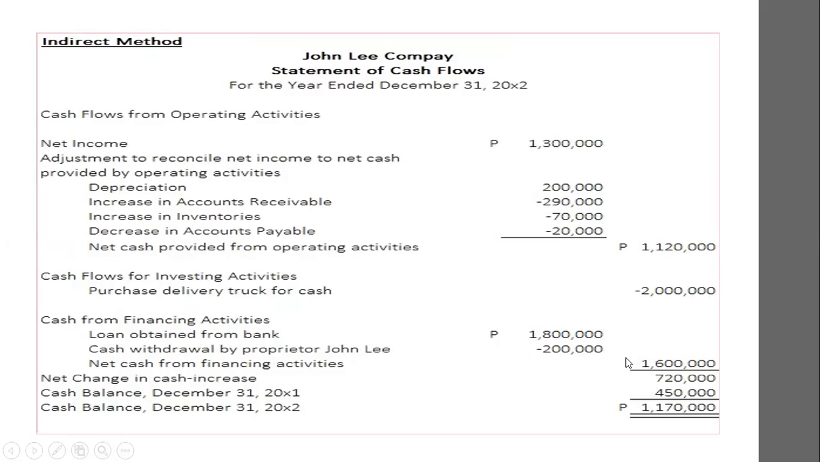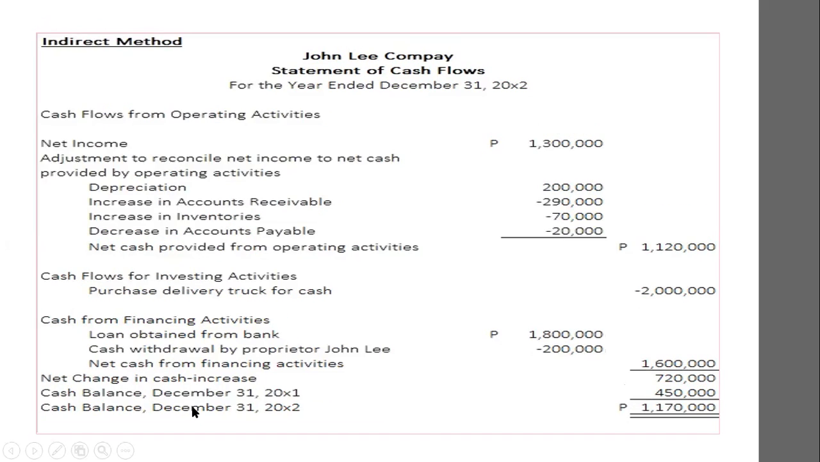then add yung 1.6. Pero sabi ko nga sa inyo, para hindi kayo malito, minsan gamitan natin yung mga napag-aralan natin sa math. So, 1.6 plus 1,120. Like sign sila, diba? 1.6, 1,120, so 2,720,000. I-less nyo po yung negative 2 million under investing activities. So, 720,000.